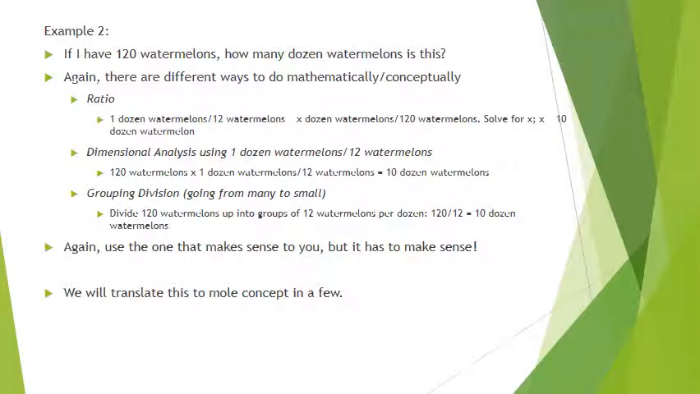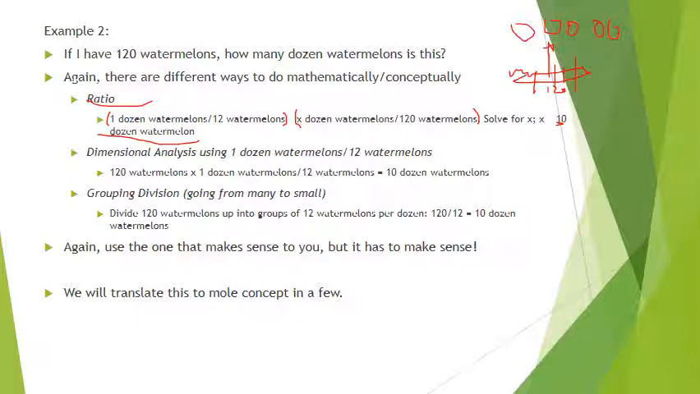So example number 2. Let's say I have 120 watermelons, and I want to know how many dozens that is. So what I'm doing is taking a bunch of things, here's 120 things, and I'm going to divide it up into groups of a dozen. I want to know how many groups I have. And remember, my groups are called dozens. There are 3 ways to do it. We can use the ratio. The ratio is 1 dozen per 12 watermelons, and that has to equal x dozens per 120. Again, solve for x, and you get 10 dozen watermelons.